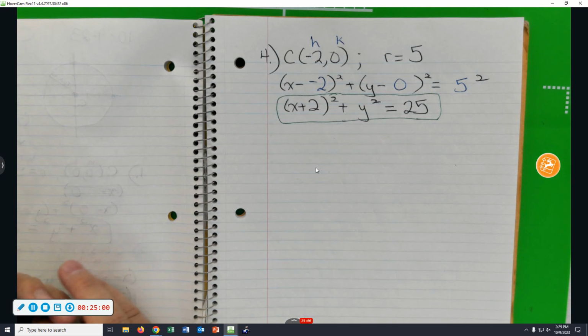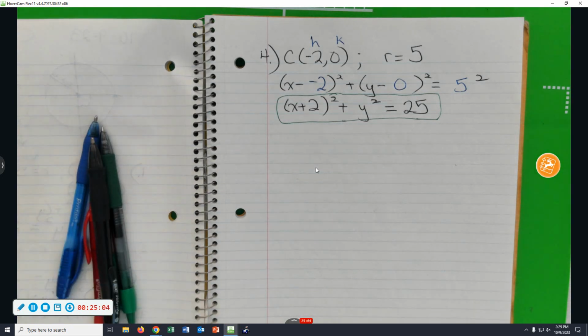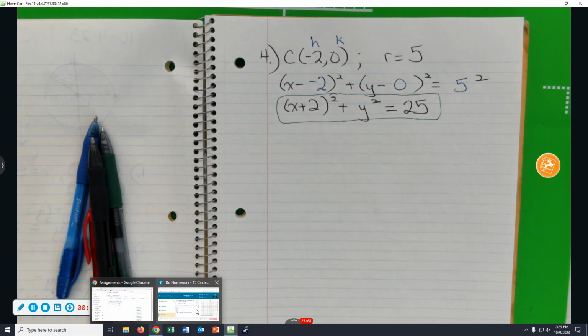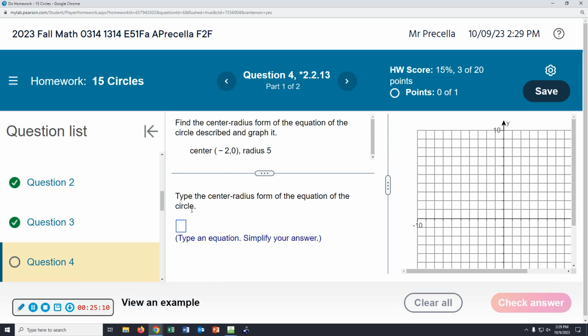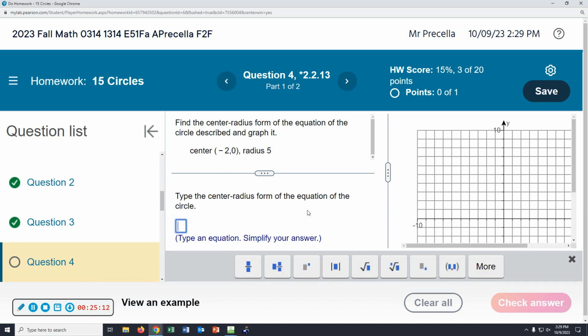Any questions on my logic? I should say any questions on my algebra. Okay. And left parentheses, x plus 2 squared plus y squared equals 25.